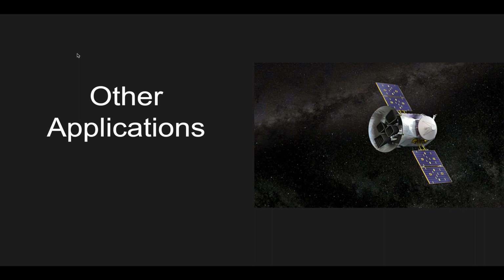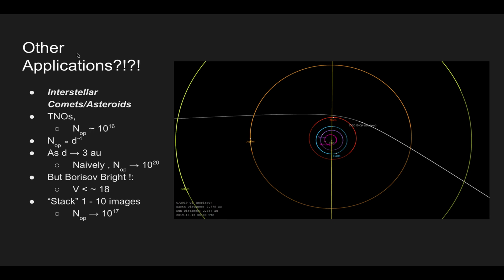In addition to surveying the outer solar system, one can also search for other populations. So we saw that somewhere in the order of 10^16 operations are required for an outer solar system search. But as part of doing that, we saw that the number of computations required scales with the distance to the power minus 4.